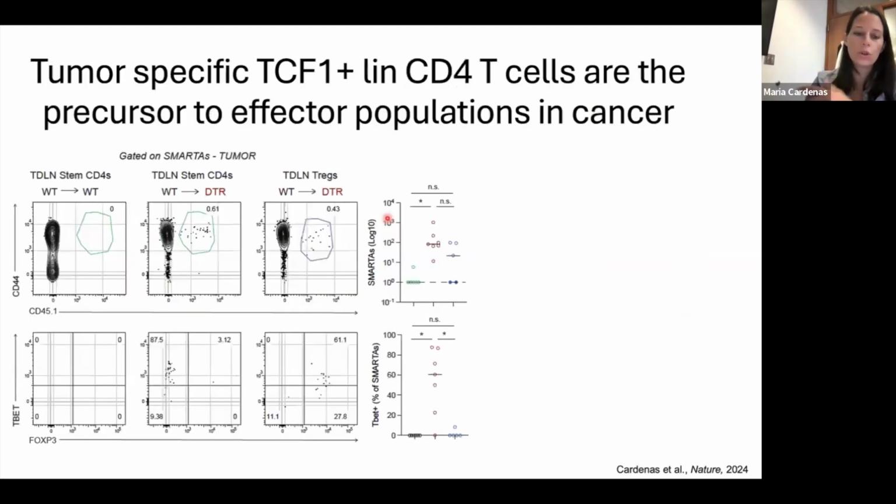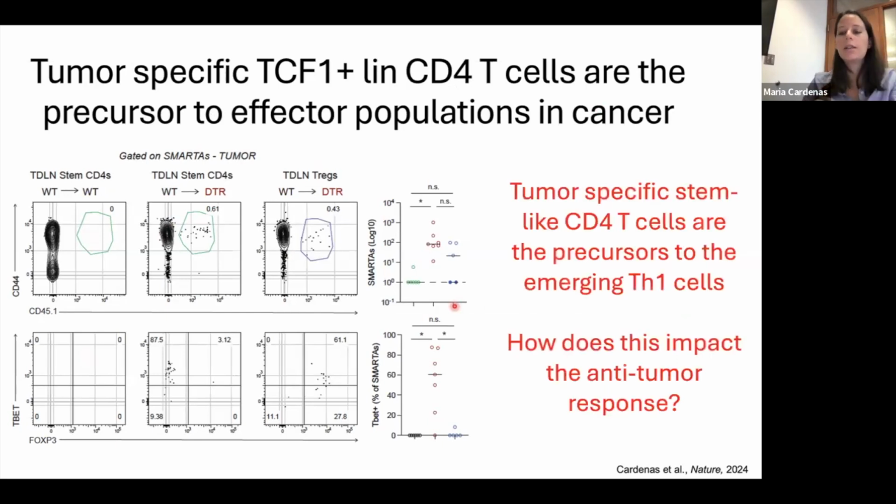And this was true also within the tumor. It's a very early time point, so in wild-type mice, they haven't migrated. This is certainly enhanced when you deplete Tregs, and the ones that made it to the tumor retain that Th1 phenotype, whereas the Tregs only retain their Treg phenotype, really saying that the stem-like population is in fact the precursor to the emergent Th1 cells.